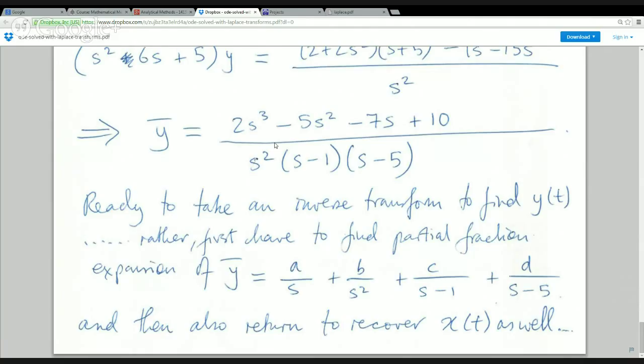Multiplying s squared, you've got a plus c. Multiplying s, you've got minus 5a plus b, don't you? And the only constant coefficient is minus 5 times b.